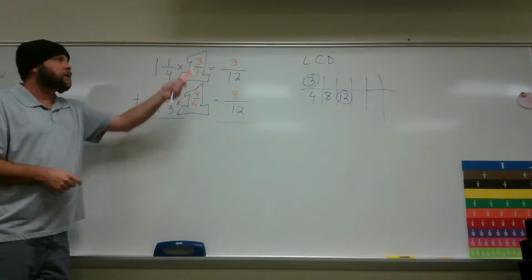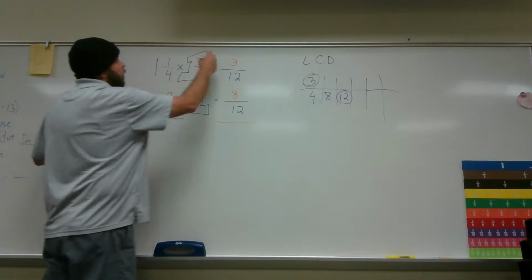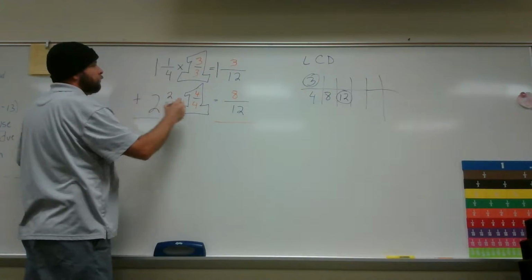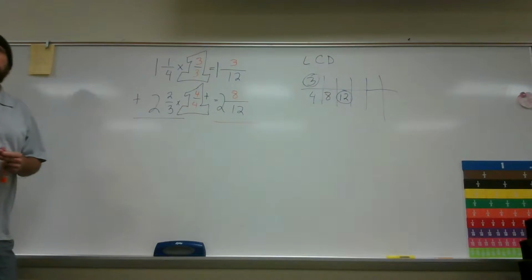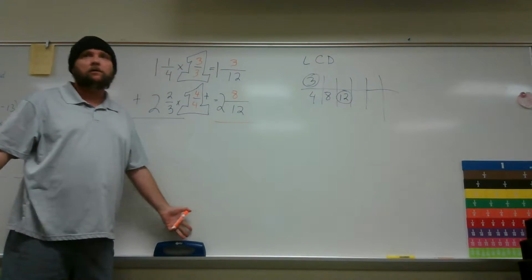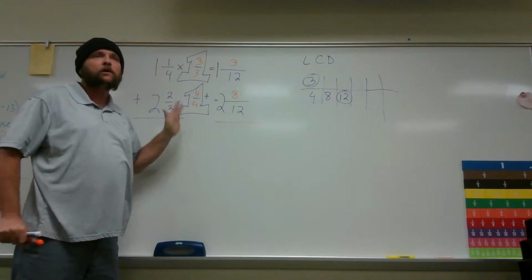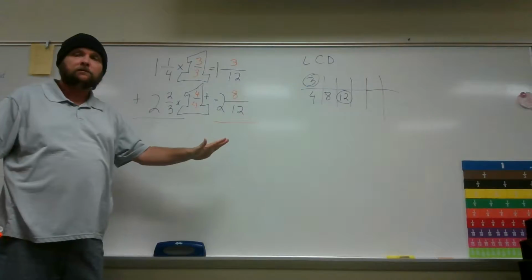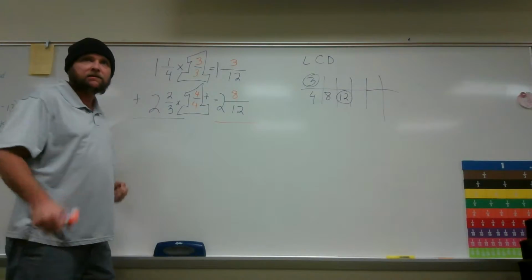Okay, so now we've found a common denominator. So now if we look over here, we have 1 and 3/12 plus 2 and 8/12. So now we don't mess with the whole numbers. We're not changing the whole numbers at all. We're just messing with the fractions, and we're not changing the value. We're changing how they're written. Making sense?